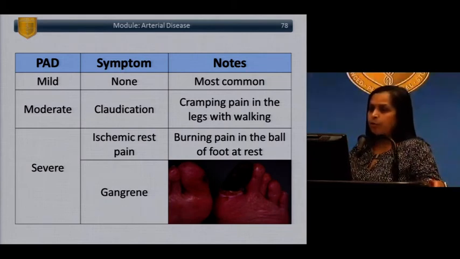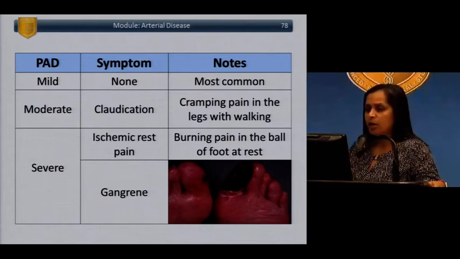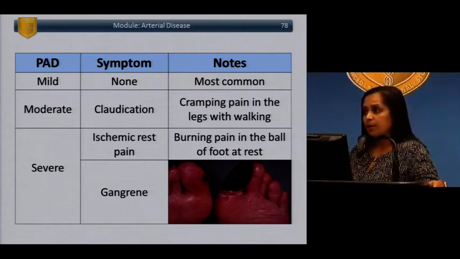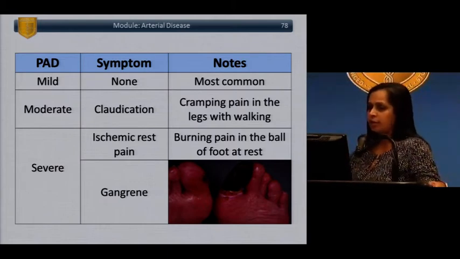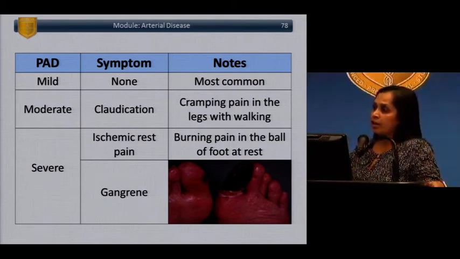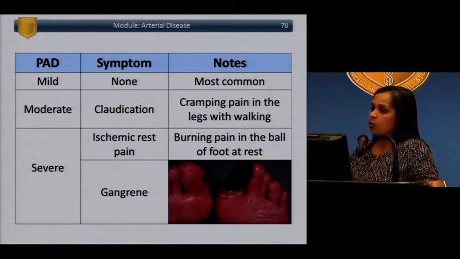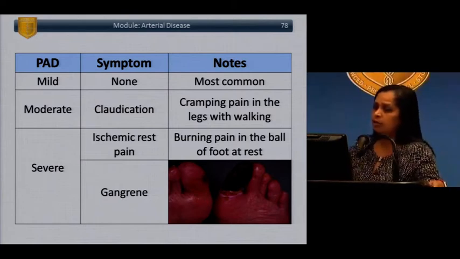So peripheral arterial disease, or PAD, as it's come to be known, can range from mild to severe. The symptoms vary depending on its severity. Claudication typically occurs with moderate arterial disease. Claudication is cramping in major muscle groups with exercise or walking. Ischemic rest pain tends to occur with severe arterial insufficiency.